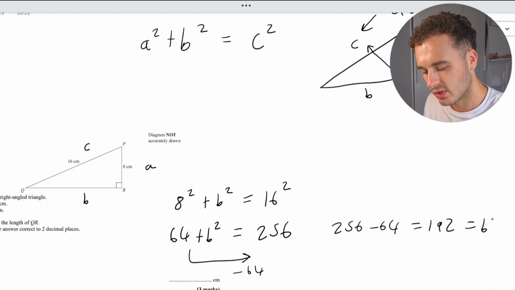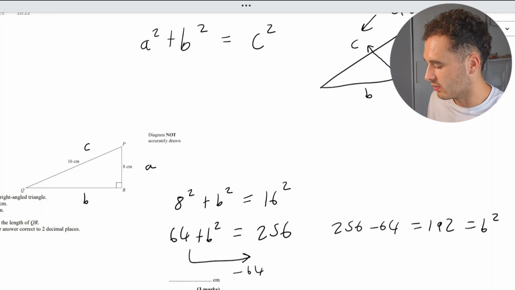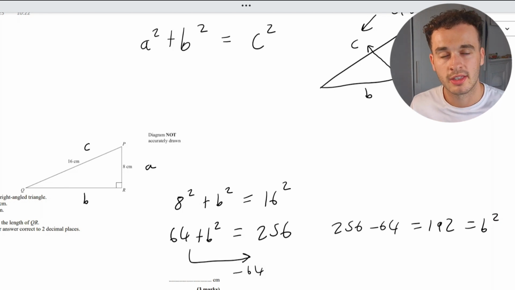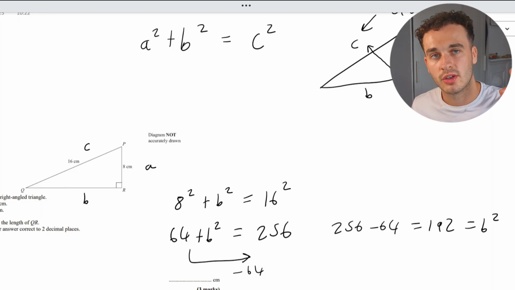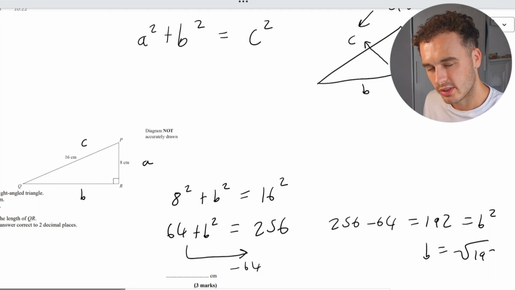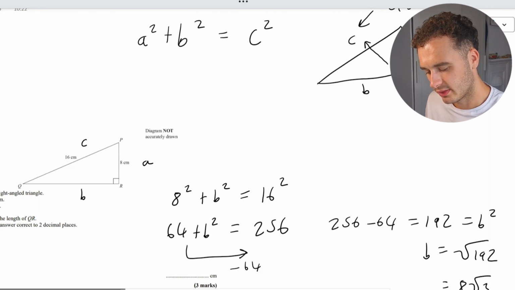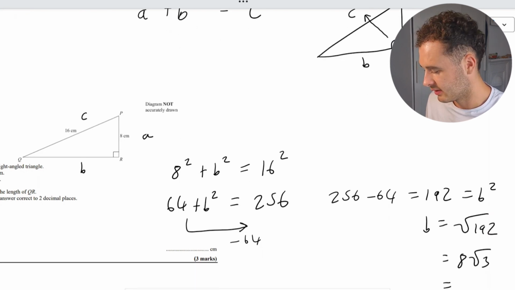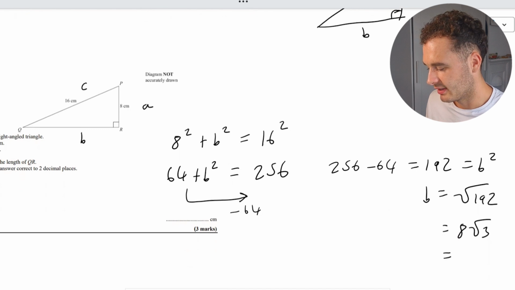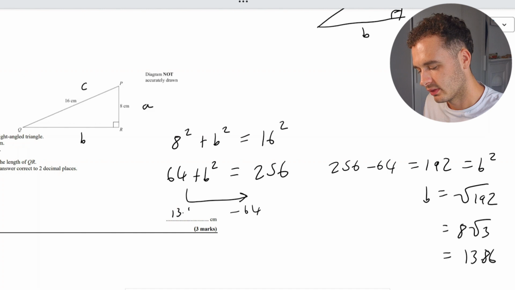So now we have 192 equals B squared. So how can we find B? We take the square root of both sides. If you're confused by this, go back to my previous video on solving equations, which I'll link somewhere on the screen. So B equals the square root of 192. So what is the square root of 192? Yes, it is 8 root 3, but it wants it to 2 decimal places. So 8 root 3 to 2 decimal places is 13.86. So that is your first answer.